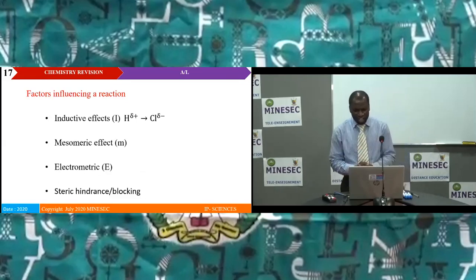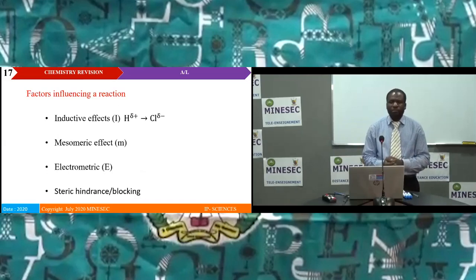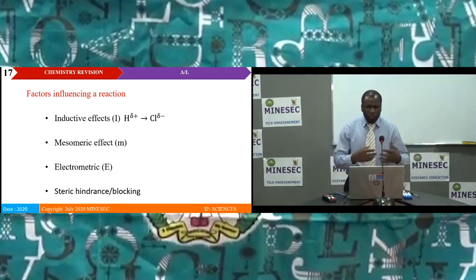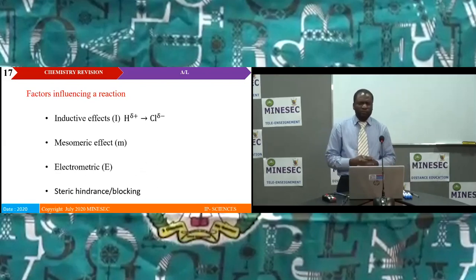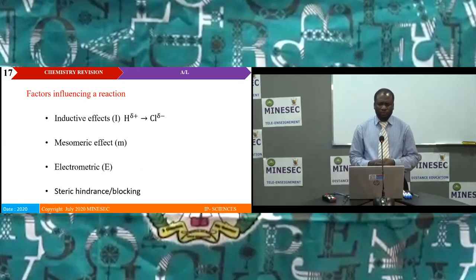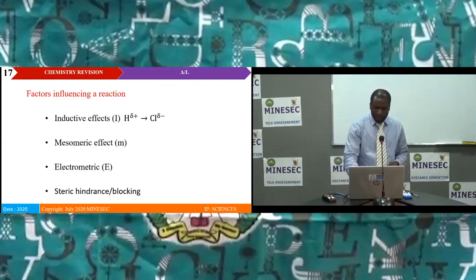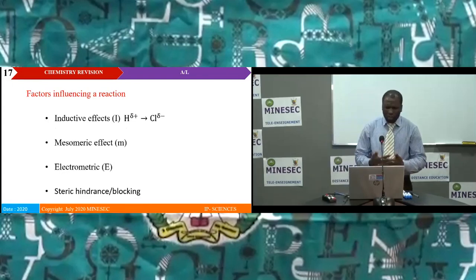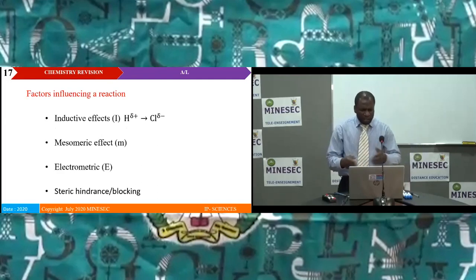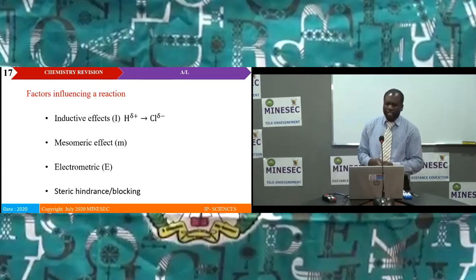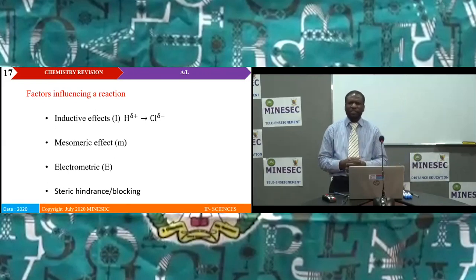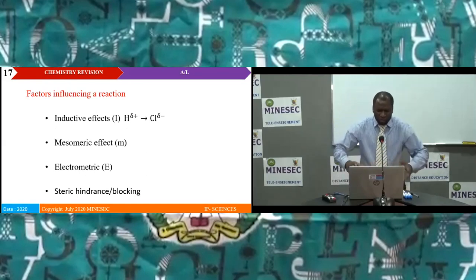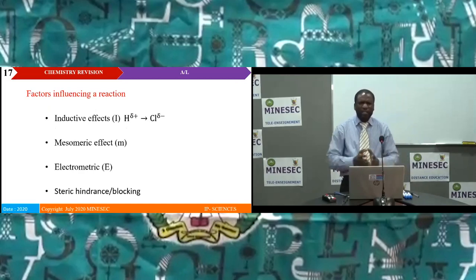Factors influencing the reaction. We have inductive effects. This deals with the pulling of electrons from a covalent bond by an element which is very high in electronegativity. The mesomeric effect. We have the electromeric effect, and this is common with double bonds. This is the temporary shifting of the electrons in a double bond or triple bond on approach of a reagent. And we have steric hindrance or blocking, which is due to overcrowding of the reaction site by bulky groups.